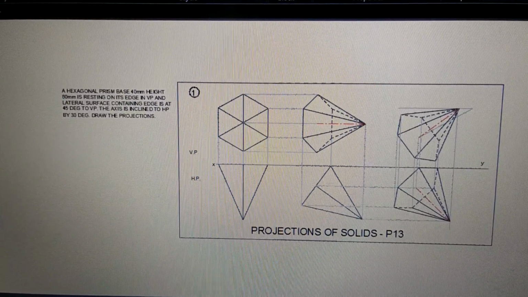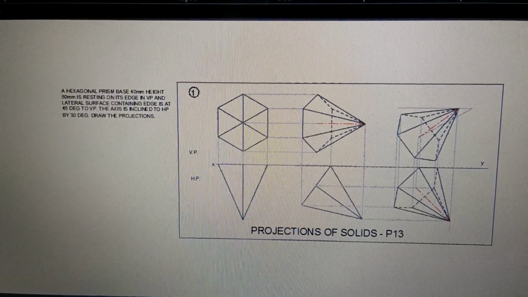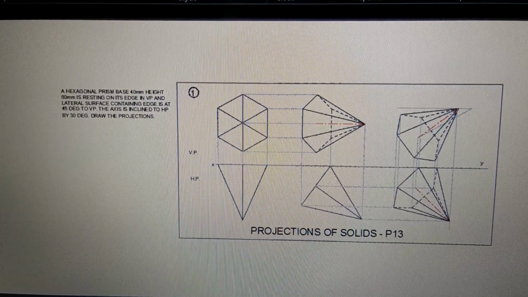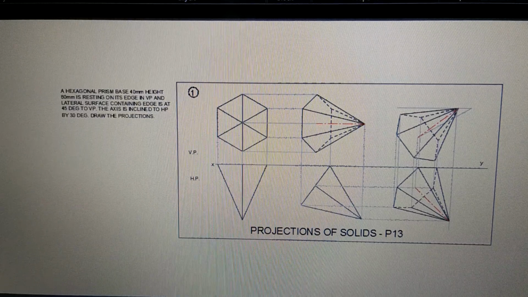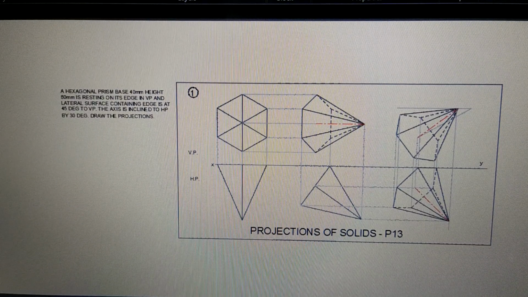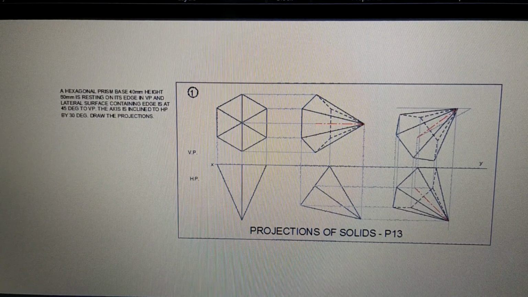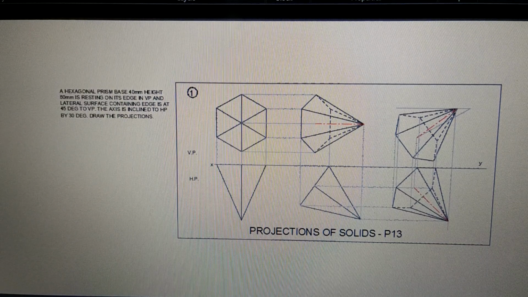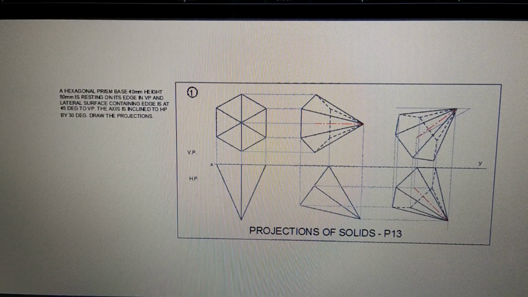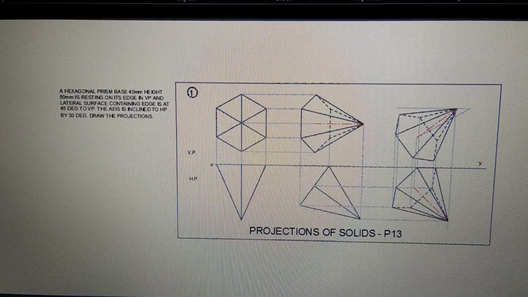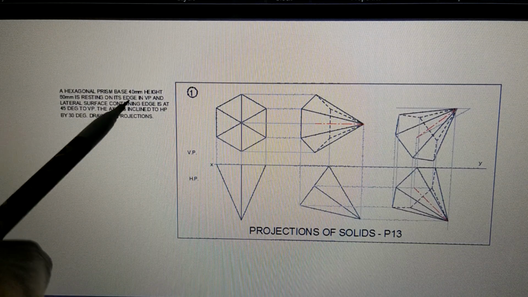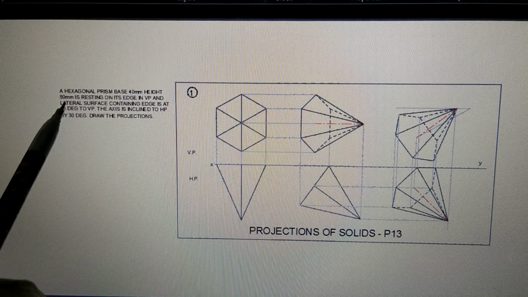Welcome again. We are going to now P13, projections of solids. The next practice sheet on projections of solids. What we see here is one exercise given where there is a hexagonal prism. Base is 40 mm and the height is 60 mm.